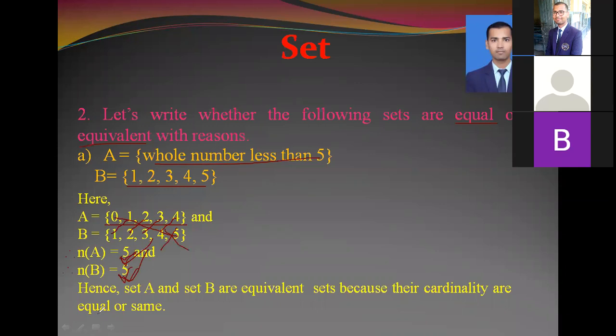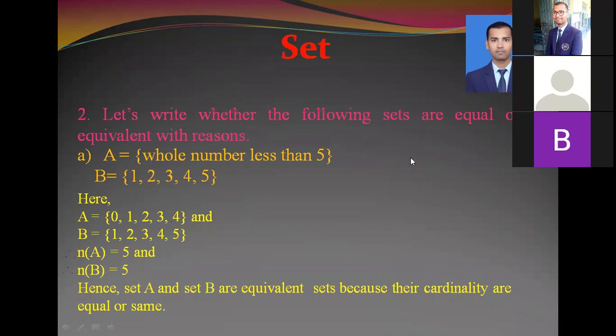They do not have the same elements. They have only equal cardinality. That's why these sets are equivalent sets, not equal sets. So always remember one thing: if any pair of sets has the same cardinality, they are equivalent sets, but with equality of cardinality, if their elements are also the same, then they are called equal sets.